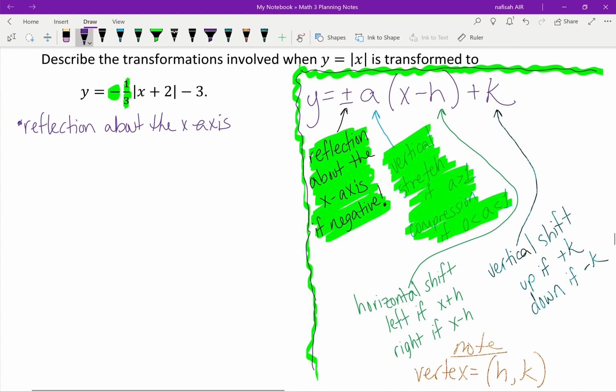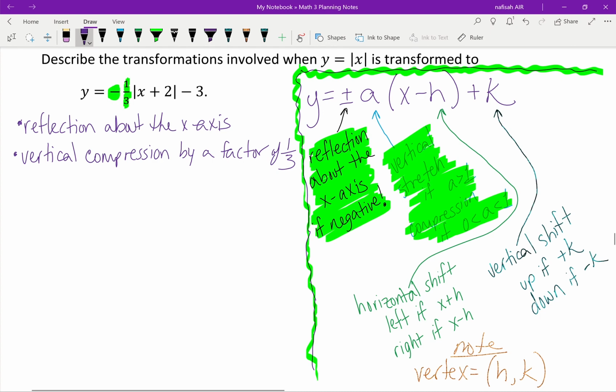So I look at my key to life, which says that it's a stretch if A is greater than 1. It's a compression if A is in between 0 and 1. 1/3 is in between 0 and 1. It's less than 1, but greater than 0. So that means that since it's a third, which is between 0 and 1, I have a vertical compression by a factor of 1/3.